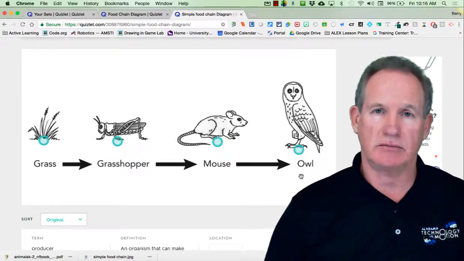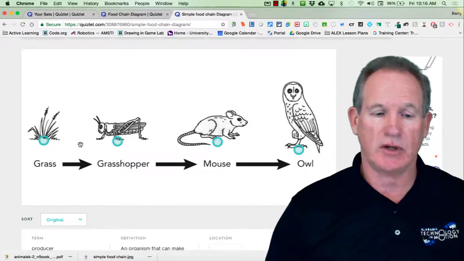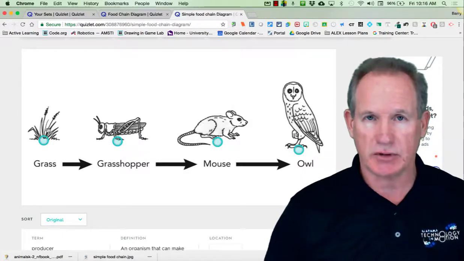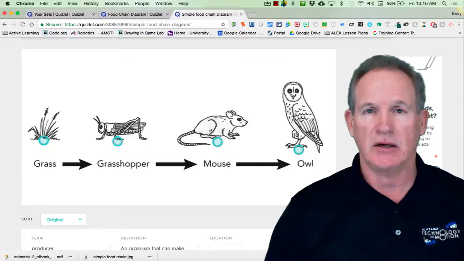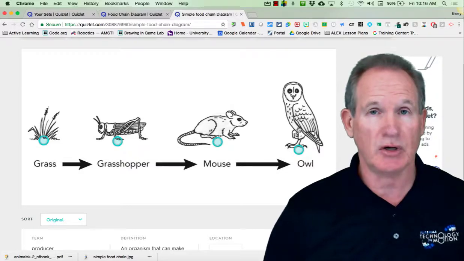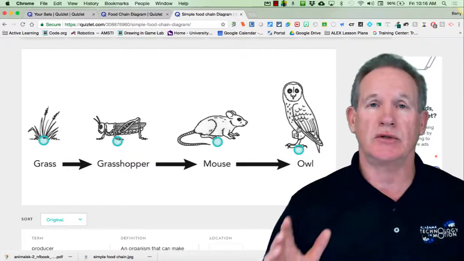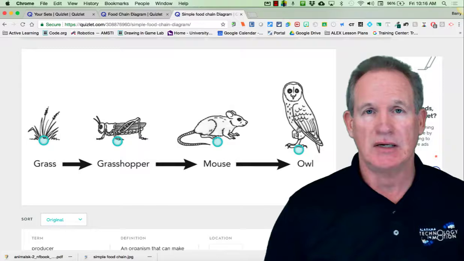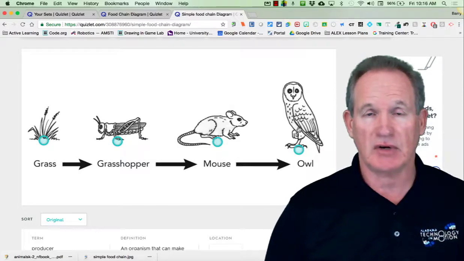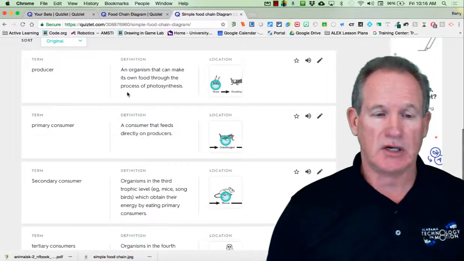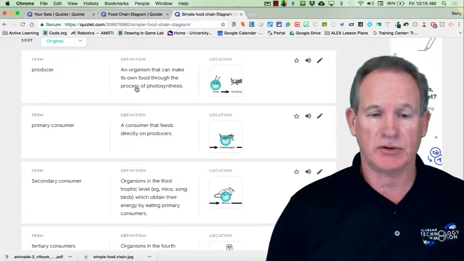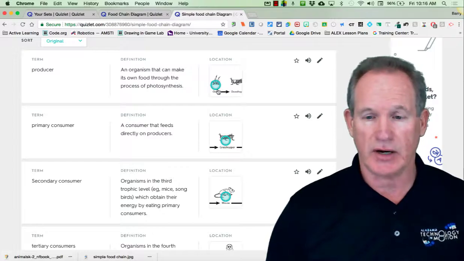What I want my students to know, as a teacher, is that this is a producer, and I want them to know what a producer is. This is a primary consumer and a secondary consumer and a tertiary consumer, and I want them to be able to differentiate between those different levels in our food chain. So down here, you see where I have the terms. I have producer and what a producer is, and I have it indicated on the diagram.